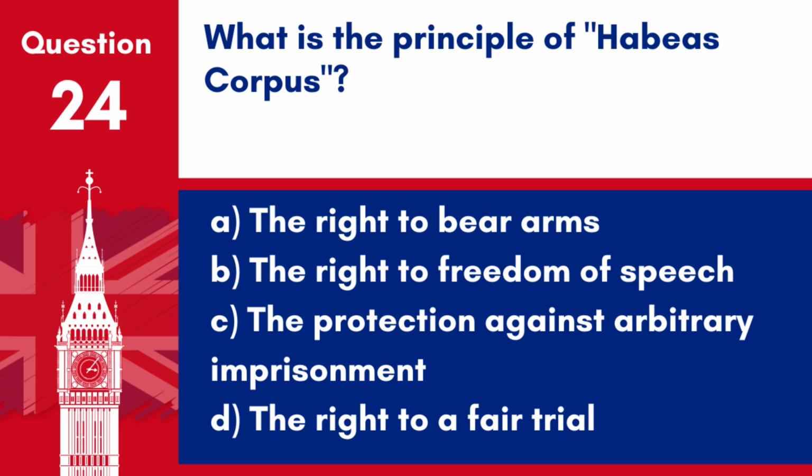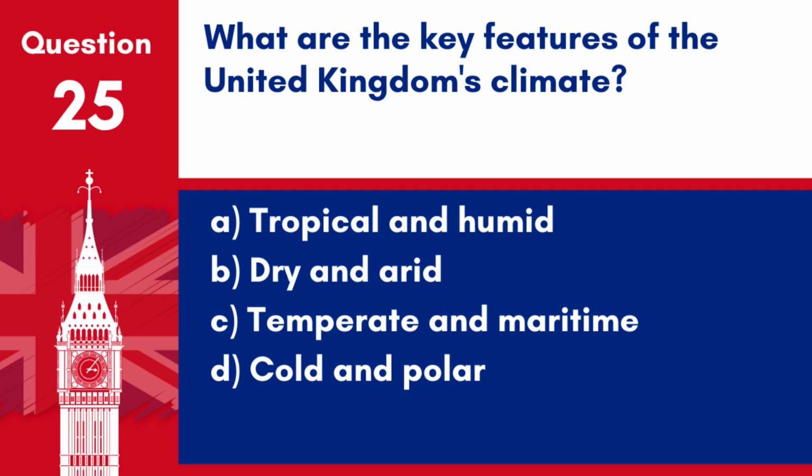Question 24. What is the principle of habeas corpus? A. The right to bear arms. B. The right to freedom of speech. C. The protection against arbitrary imprisonment. D. The right to a fair trial. Answer: C. The protection against arbitrary imprisonment. Habeas corpus is a legal principle that requires a person under arrest to be brought before a judge or into court.